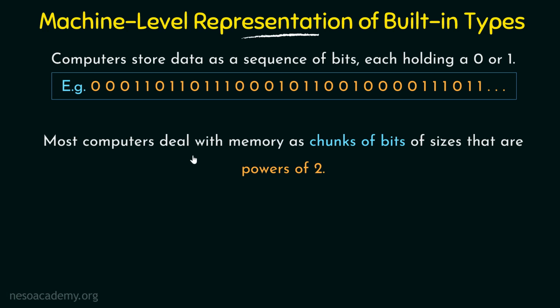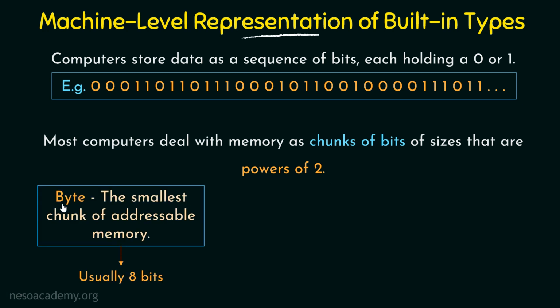Now most computers deal with memory as chunks of bits of sizes that are powers of 2. We have a sequence of bits like this. In order to properly deal with them, we have to treat them as chunks of bits. That means we have to divide them into different memory locations, and those chunks of bits will usually be powers of 2. And based on that, they will be represented. So let's see some examples.